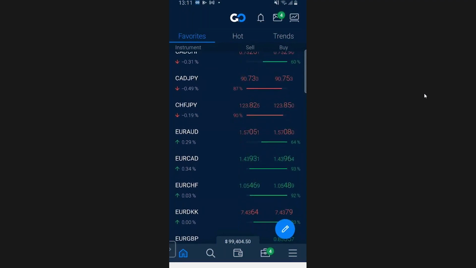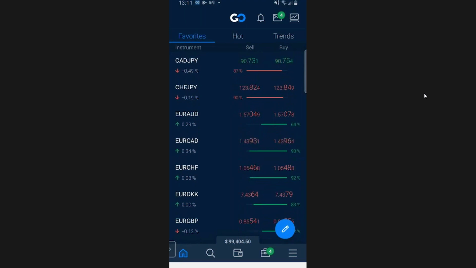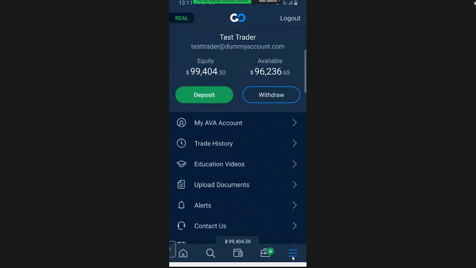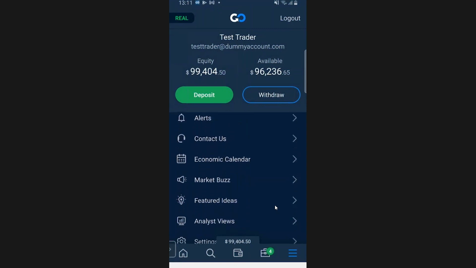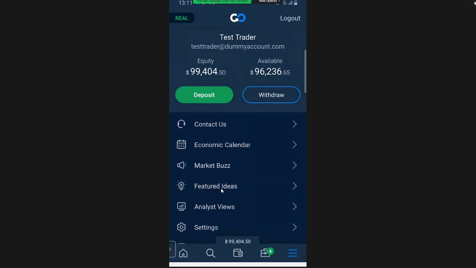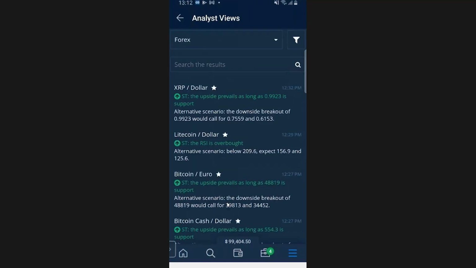Let's take a look at some features that might help us out. All right. Since we're talking about technical analysis, if I tap on the three bars in the lower right, then I can scroll down and look for some of the Trading Central advanced features, which is Market Buzz, Forex featured ideas, analyst views. So I'm going to click on analyst views because I know that's giving me free technical analysis signals, coming straight from the experts at Trading Central.